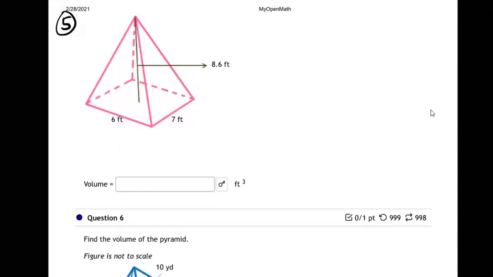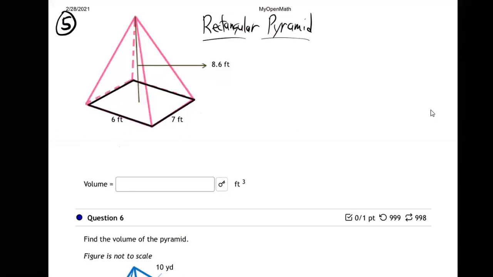Okay, so this one is clearly a pyramid. And in fact, what we call it is a rectangular pyramid. Why? Because the ground floor, notice, is a rectangle. Let me fill that in. Boom, boom, boom, boom. See how that's a rectangle?